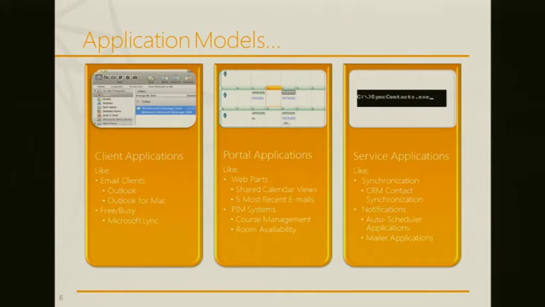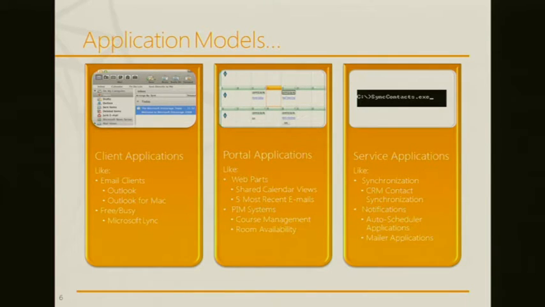So what are the different application models? We've seen three broad classes. There is the people building client applications. Within Microsoft Outlook, some of the Outlook functionality uses Exchange Web Services, and Outlook for Mac is entirely based on Exchange Web Services. Lync also uses Exchange Web Services to look up free/busy information.